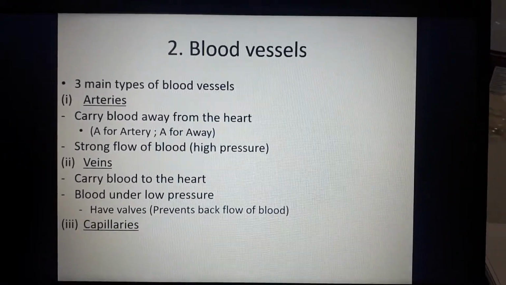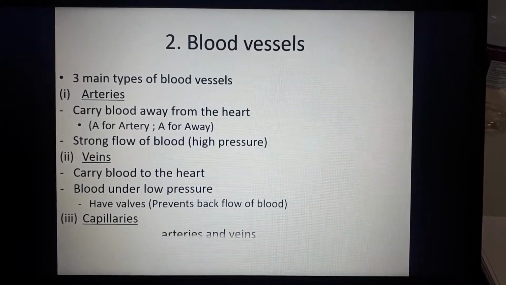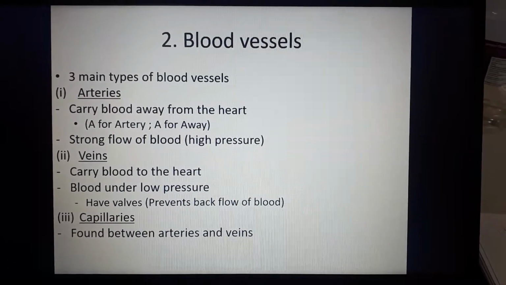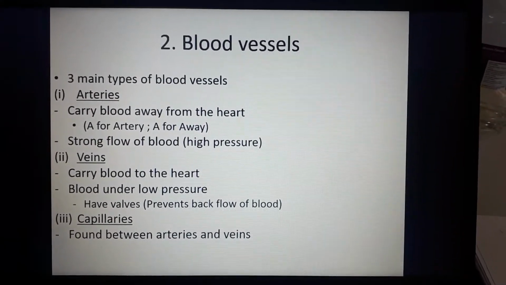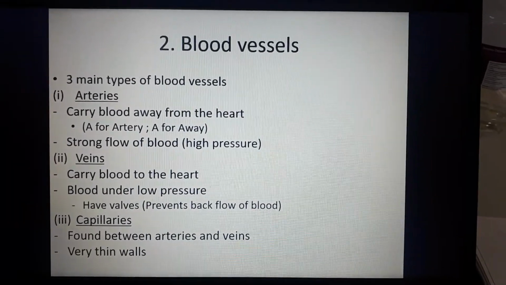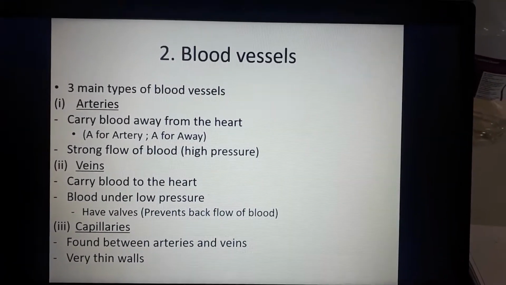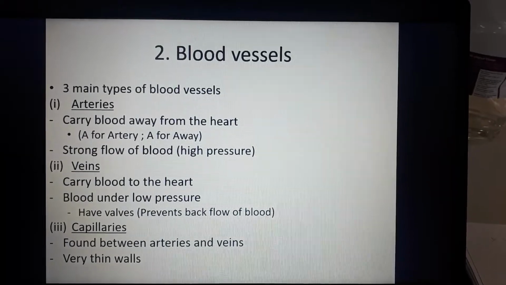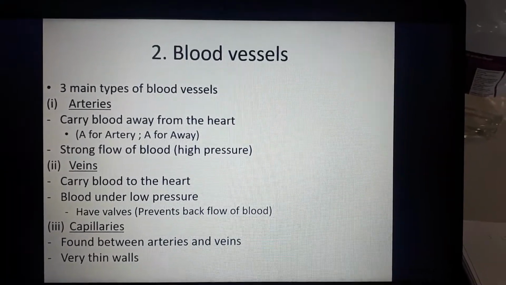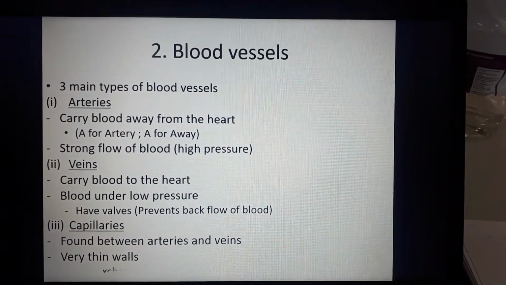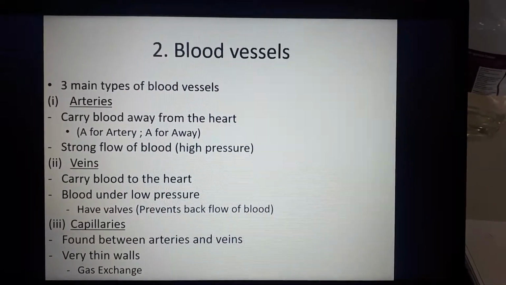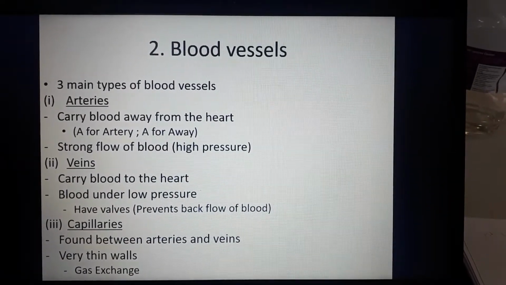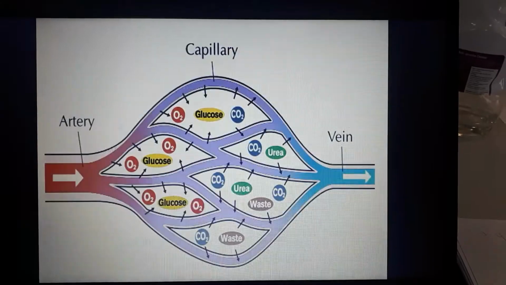And the final type of blood vessel we have then is called a capillary or capillaries. And these are found between our arteries and our veins. They have very thin walls, and because they have very thin walls, they allow different materials to be transferred through them into the cells, okay? Because, as I said, of these very thin walls, they can be used to exchange gases.